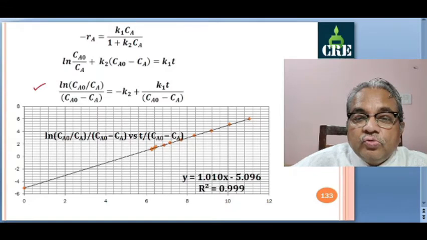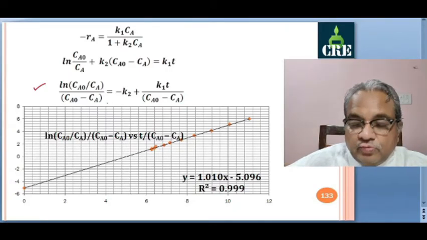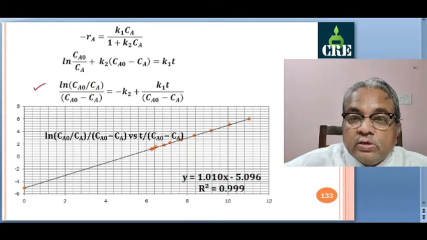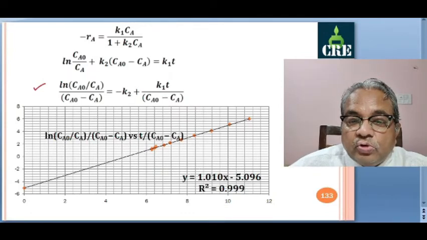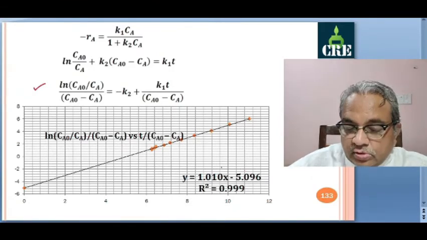Slope will give you the k1 value directly, and this intercept, which is a negative value, its magnitude will give you the value of k2, and that we have evaluated from this plot. This is the equation for the best fit line: y is equal to 1.01x minus 5.096. Okay, correlation coefficient is 0.999. It's perfectly fitting. So k1 is 1.01 and k2 will be equal to e raised to this value.